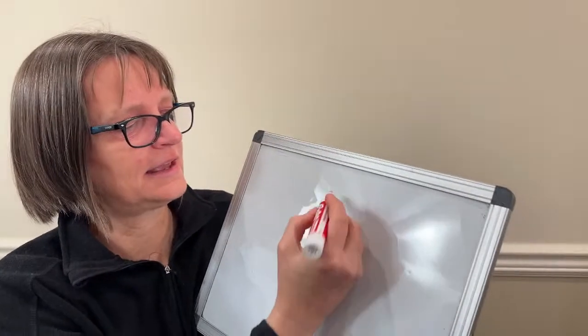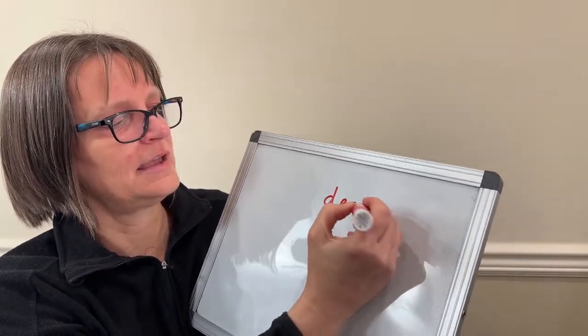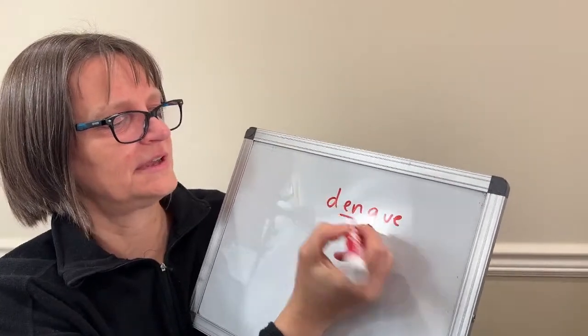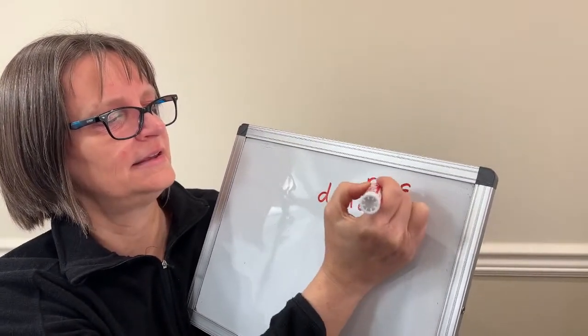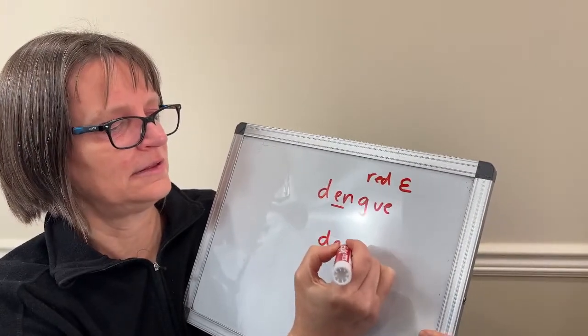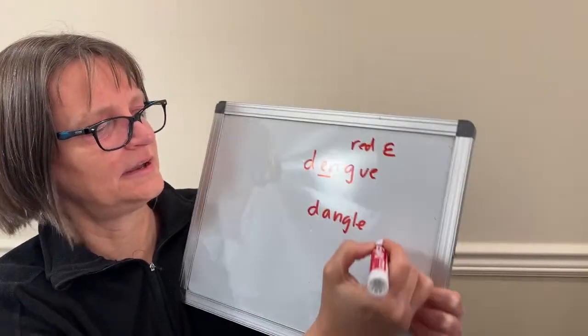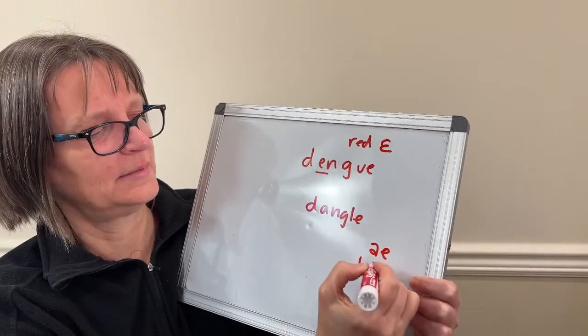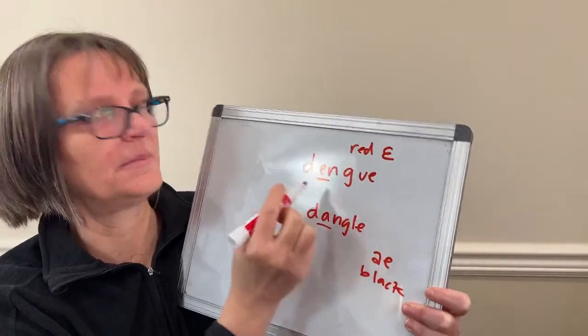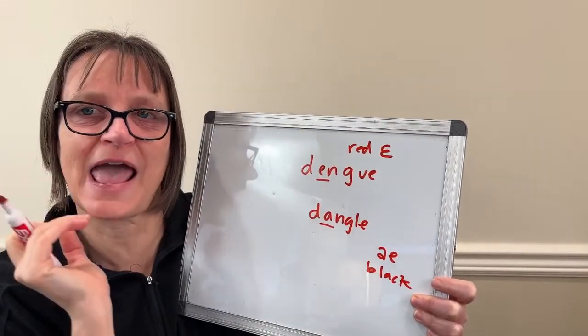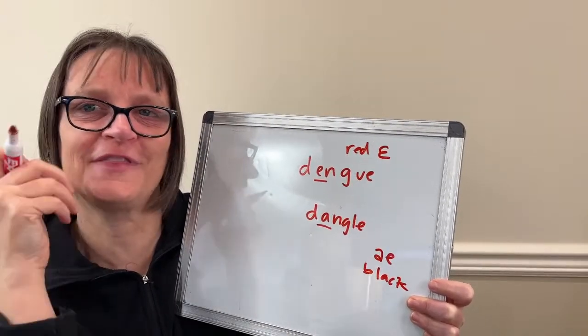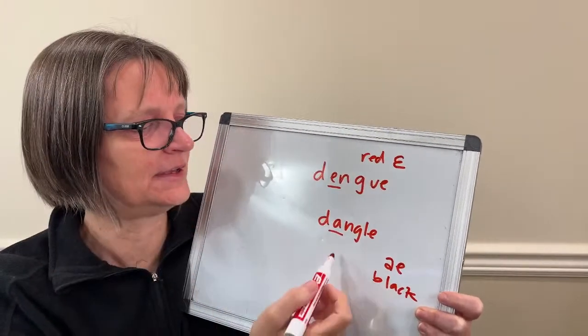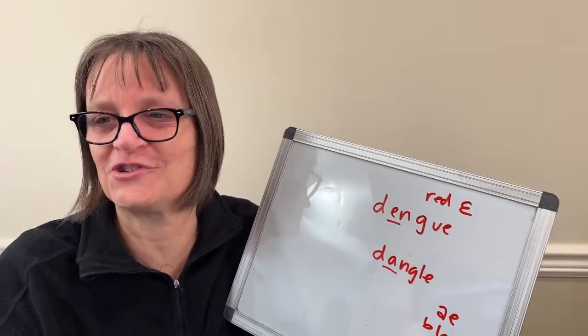Okay, we have a question about the first syllables in dengue and dangle and whether they're the same. So dengue, like dengue fever, dengue. This is a sound like in red, and dangle has the sound like in black. So they're not the same. Deng is going to be more closed, and dang is going to be more open, like we were looking at earlier, the eh sound versus the ae sound. Yeah, thank you. That's a great question.